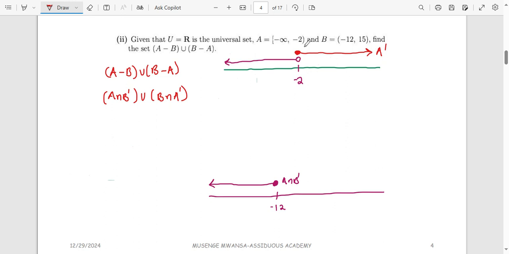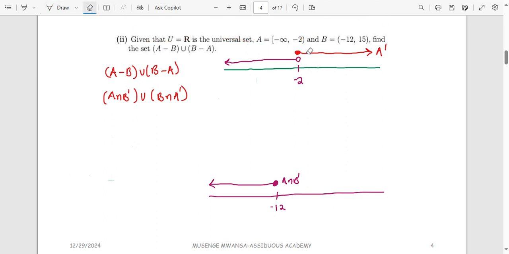So is it clear on the A complement? Since A is from negative infinity to negative 2, A complement will just start from negative 2 going this side, because everything which is going this direction is part of the set A. So the only thing that can be outside A is going this direction. Does that make sense?